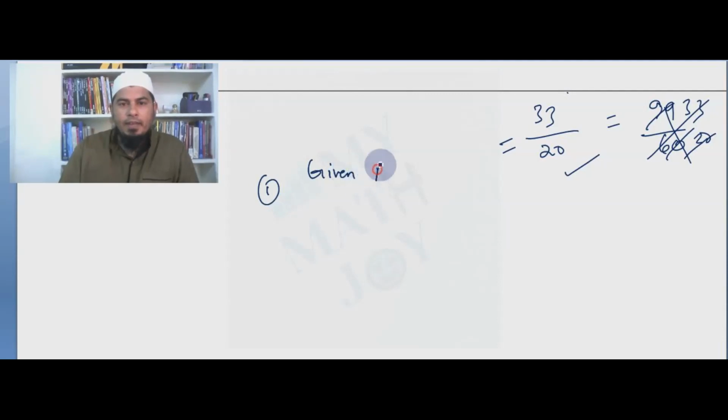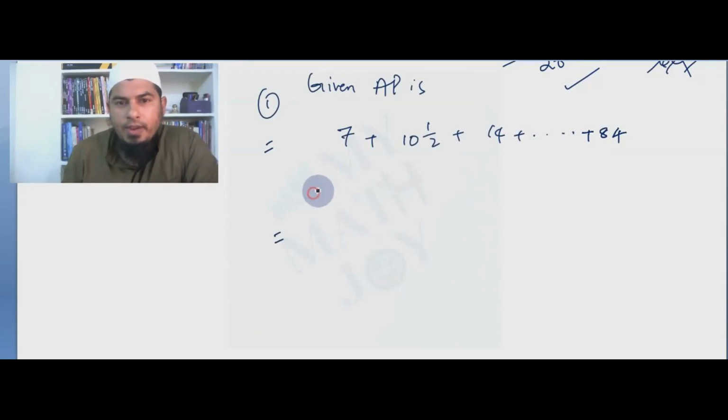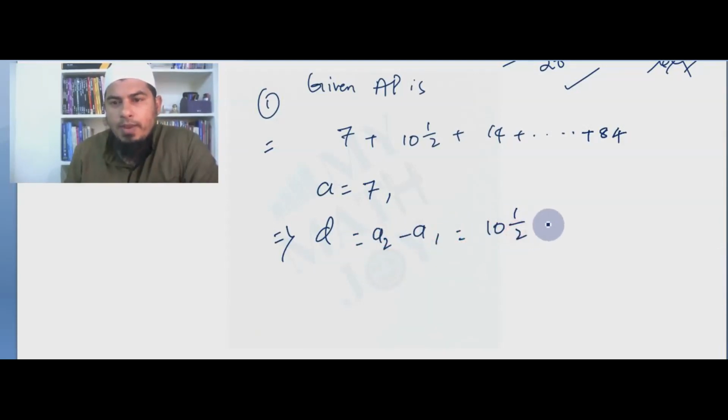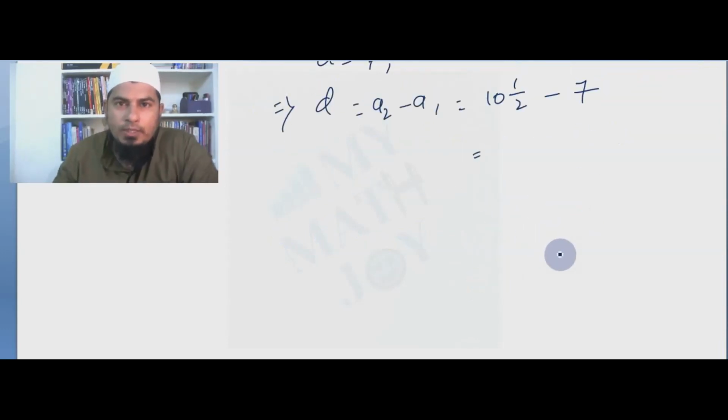Given AP is, I'll bring the question here. Let us write the first term. a is my 7. We need to calculate the d value. d is a2 minus a1, and it is 10 and 1 by 2 minus 7. And here this is a mixed fraction. We need to convert that into an improper one. 10 times 2, 20 plus 1, 21 over 2. We need to convert in this way.